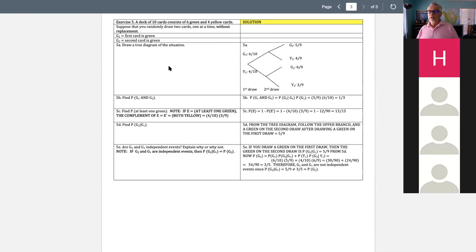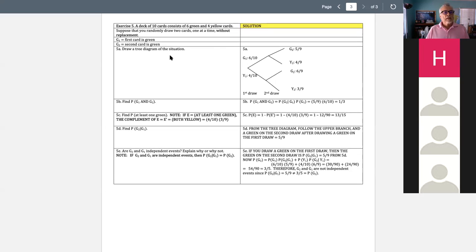So there's a conditional probability going on. What's the probability of an event given that I draw a green card on the first draw? All right, now let's draw a tree diagram of this problem. Well, what is a tree diagram? A tree diagram is a way for us to map out all of the outcomes in this draw of 2 cards from this deck. Remember, we're drawing without replacement.